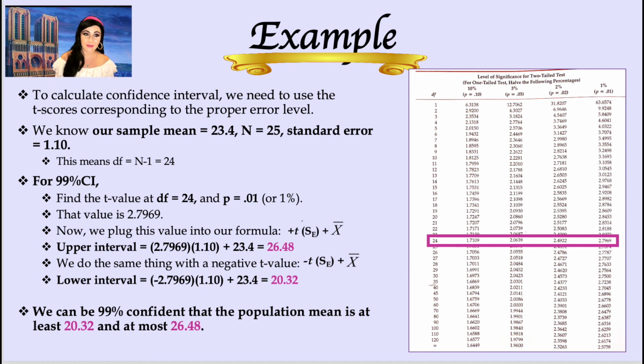We do the same thing with the negative t-value, negative 2.7969. We multiply it by 1.10, and we add the mean of 23.4, and we are left with 20.32. So now we are 99% confident that the population mean is at least 20.32, and at most 26.48.